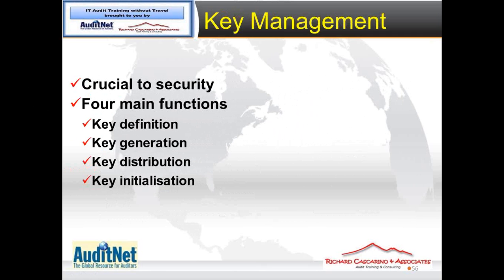Problem is, if I can get to the key, I can decrypt. So it's crucial to security that that encryption key be kept confidential. And there are 4 main functions. We've got to create the key, define what the key will look like, generate the key, distribute it to everyone who needs to speak to us, and then initialize that key.